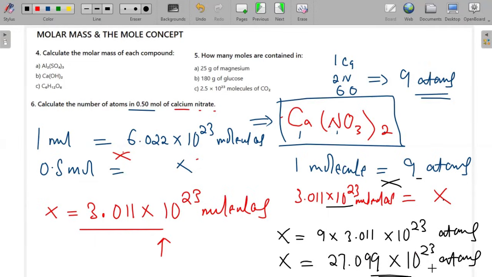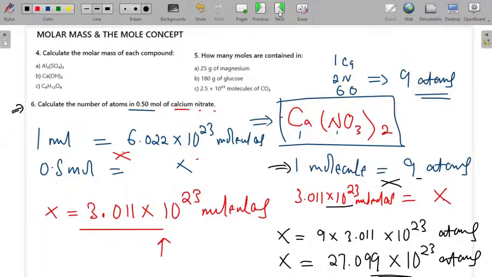Any questions there? If there are no questions, then we are done with these questions. So what did I do first? I converted the moles to the number of molecules, and then the number of molecules to the number of atoms using this ratio here. That's how we solved question 6.